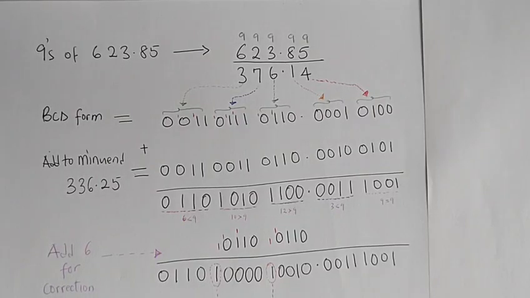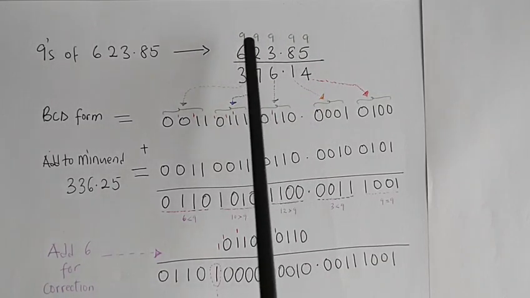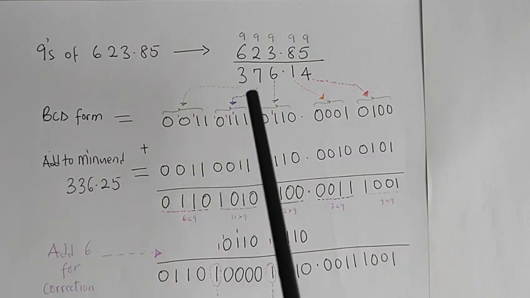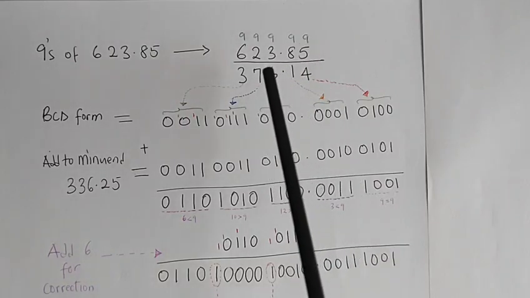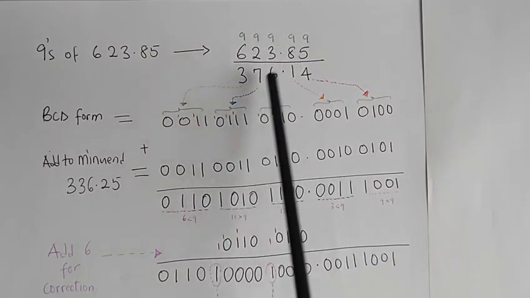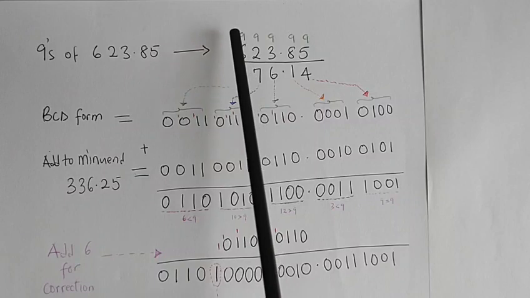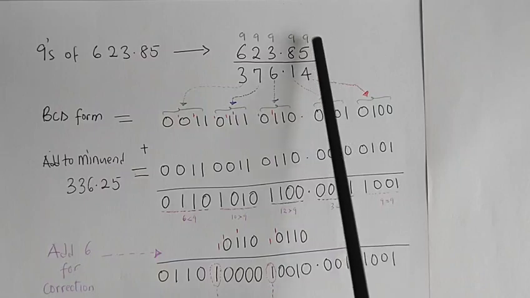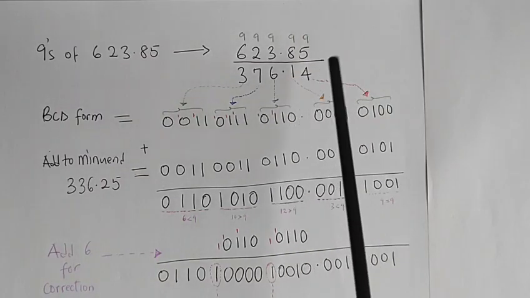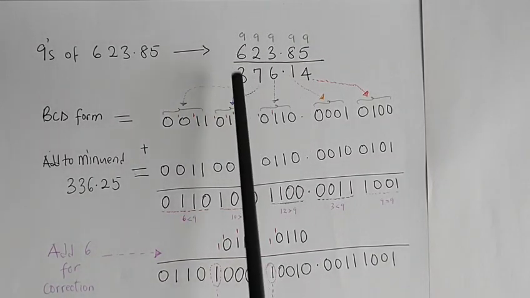Alright, so let's begin. Since the rule says we should take the 9's complement of the subtrahend, what that means is we need to subtract each and every digit in the subtrahend from 9. So we're going to have 99999. We'll say 9 minus 5 is 4, 9 minus 8 is 1, 9 minus 3 is 6, 9 minus 2 is 7, 9 minus 6 is 3.